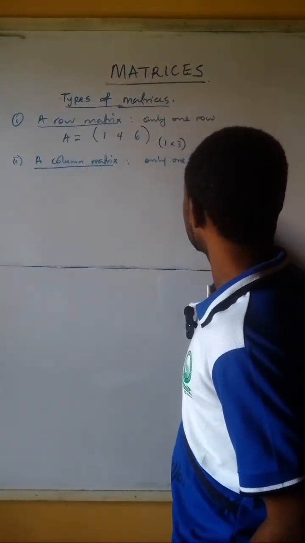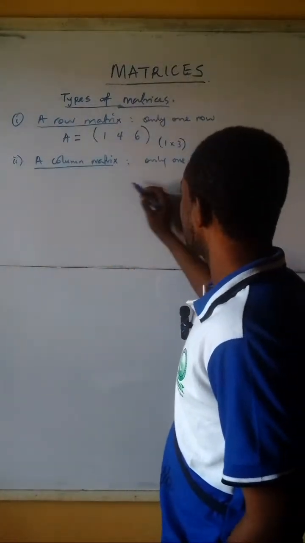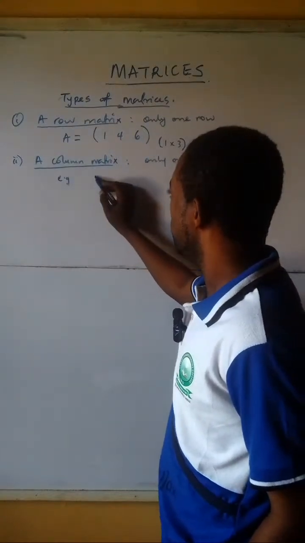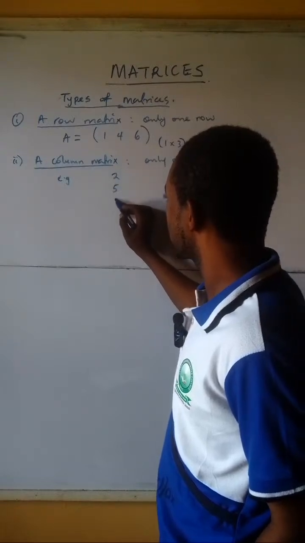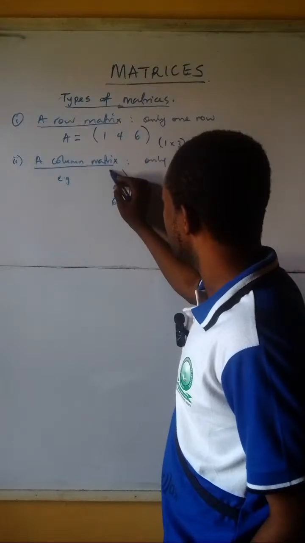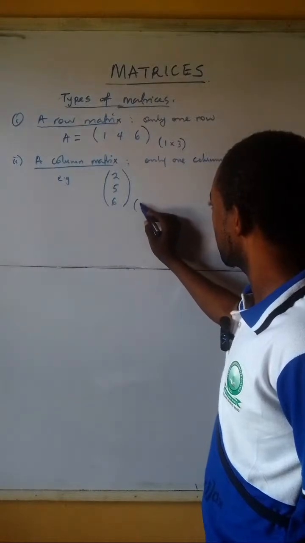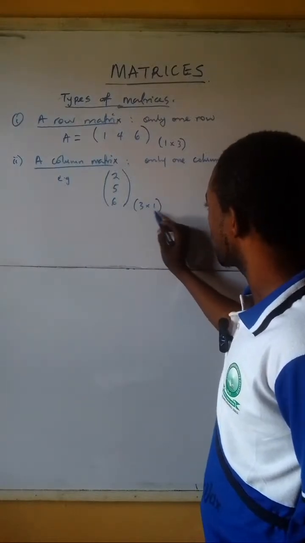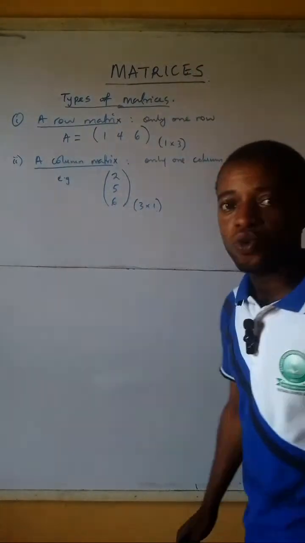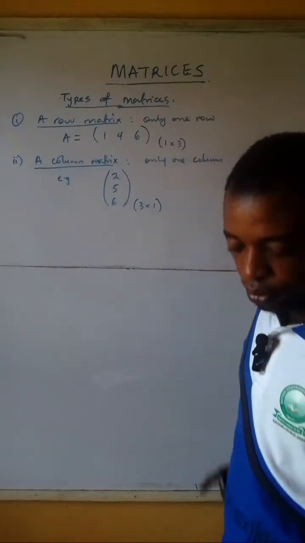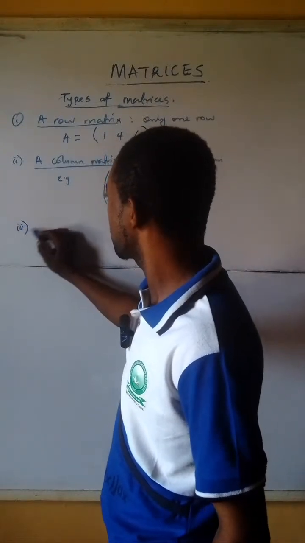Only one column, but might have several rows. For instance, we have this matrix: let's say we have 2, 5, 6 here. This has just one column, but has 3 rows. So the order of this matrix is 3 by 1. That's the row first, then the column. That's 3 rows, just one column. So only one column here. That's a column matrix.